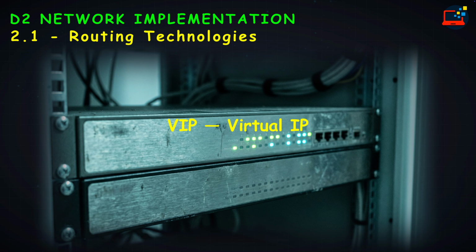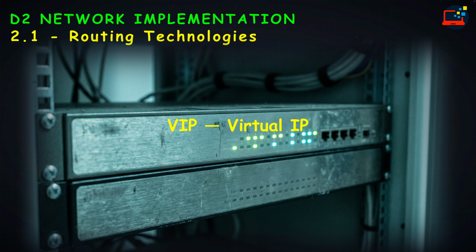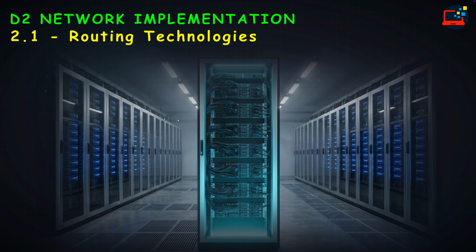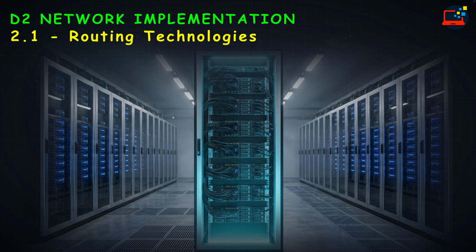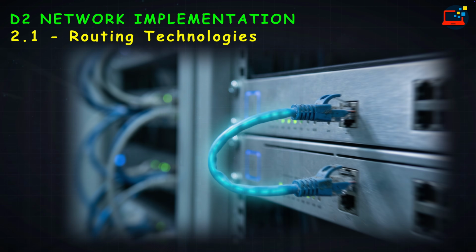A virtual IP, VIP, is the address shared by the FHRP routers. It's also the term used for the address presented by a load balancer in front of a server farm. Same idea, a single address that hides a redundant pool behind it.